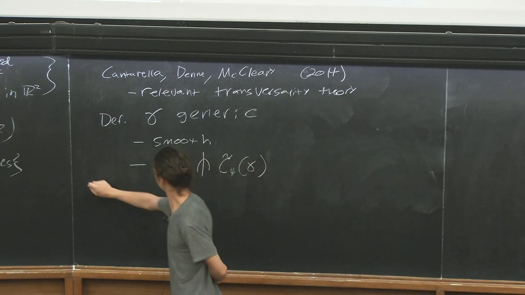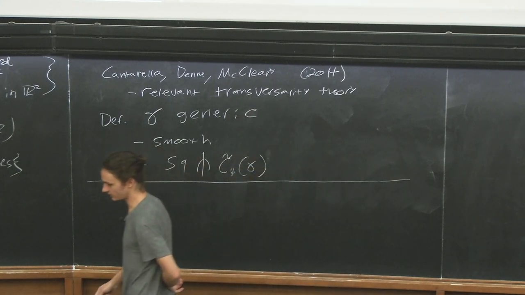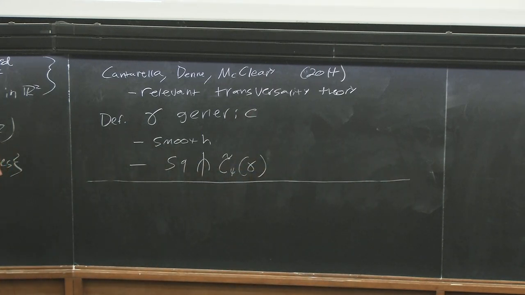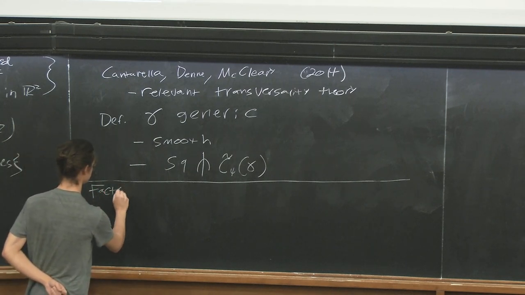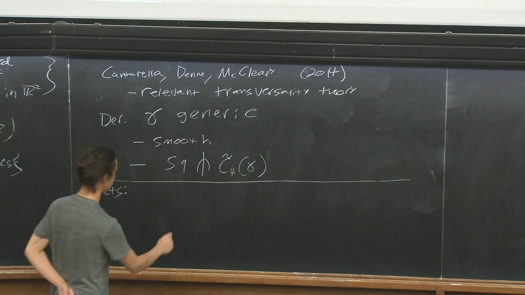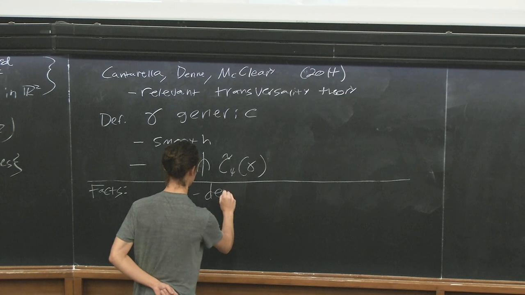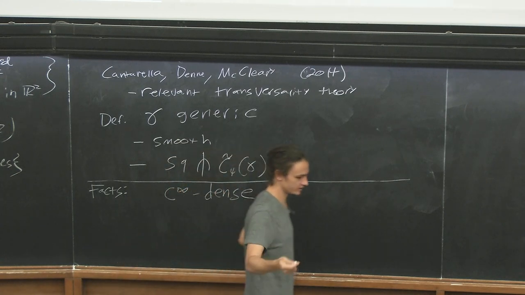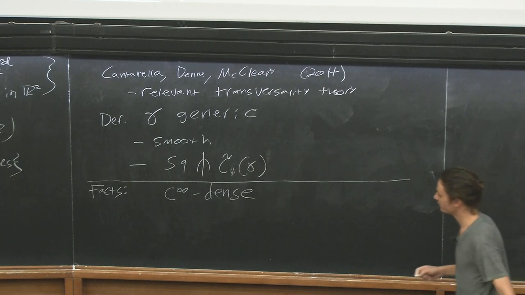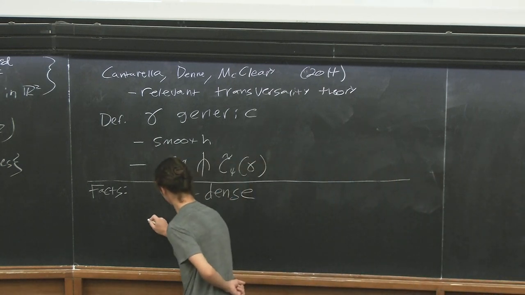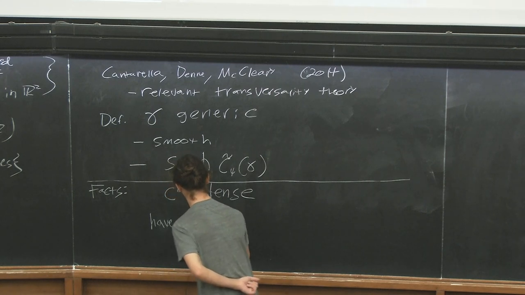There are a few nice facts about generic Jordan curves, which are a corollary of the transversality theorem in configuration spaces. One of them is that they're C infinity dense. So given any smooth Jordan curve, we can approximate it arbitrarily well with generic curves. And the other fact is that they have generic isotopies between them.